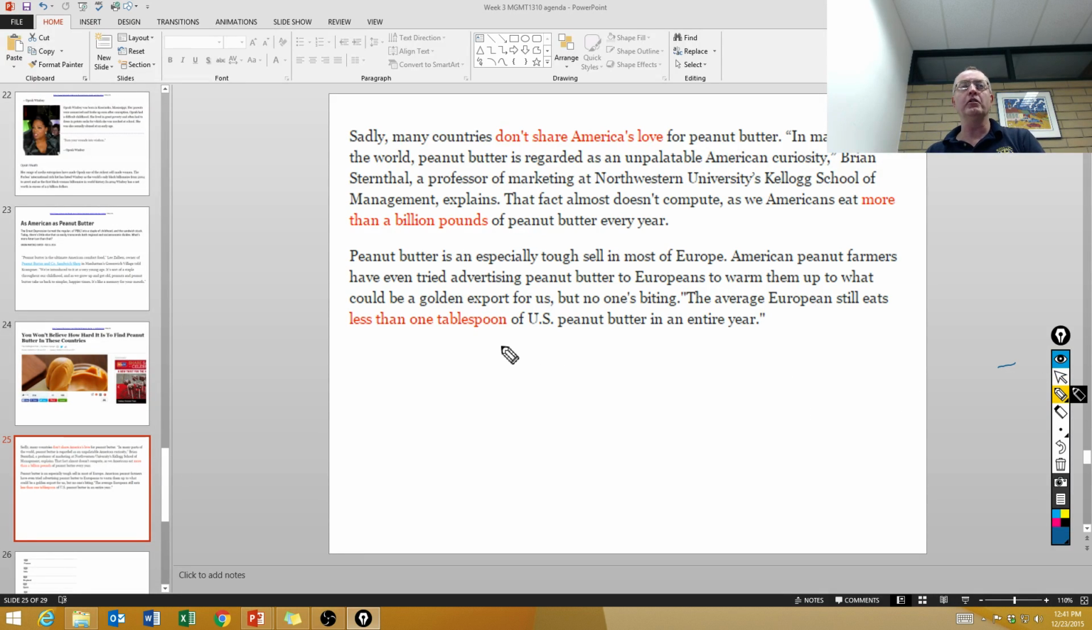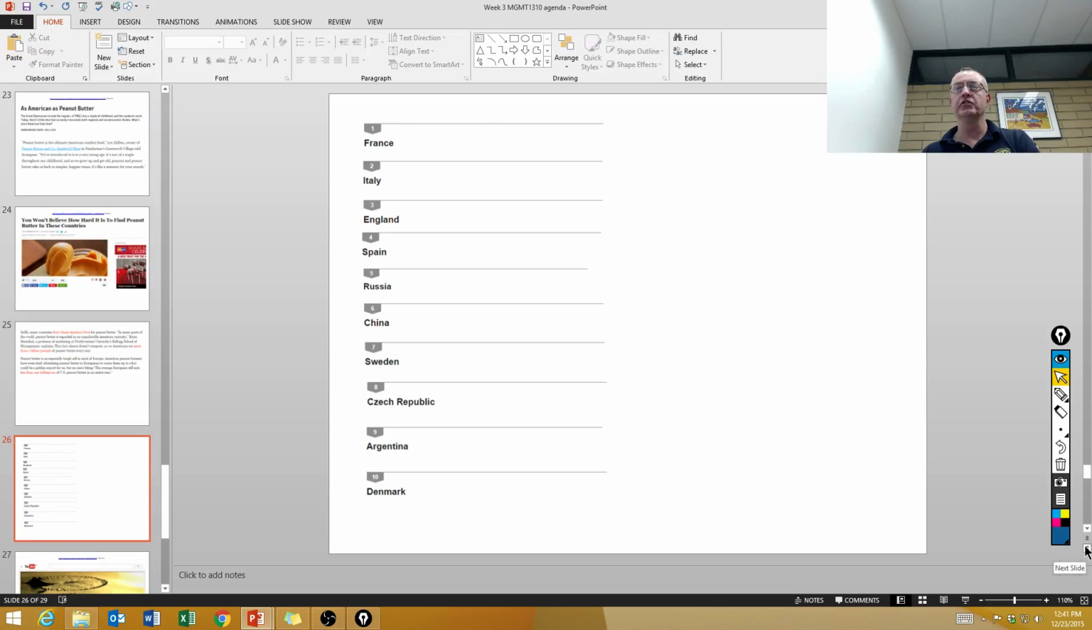So where don't people eat peanut butter? Europe. The average European eats less than 1 tablespoon of peanut butter per year, whereas Americans eat more than 1 billion pounds. So Americans eat more than 3 pounds, or that's like 1.5 kilograms of peanut butter per year per person. And in Europe, they only eat like 1 tablespoon. My point is, our taste for a food like peanut butter is culturally determined. We're peanut butter eaters. We're not whatever they eat in Europe for snacks on their toast in the morning. I don't know what they eat.